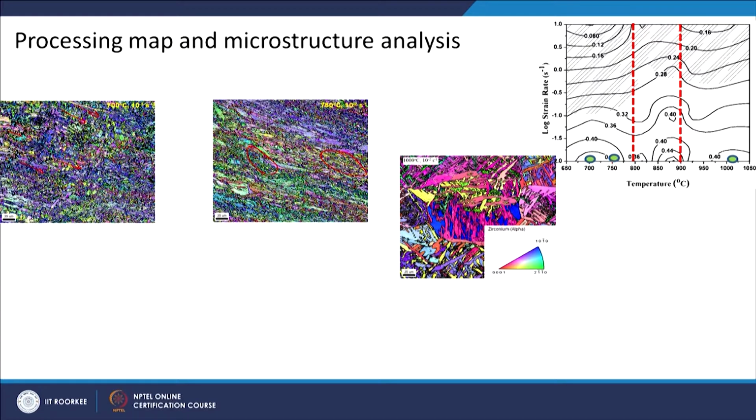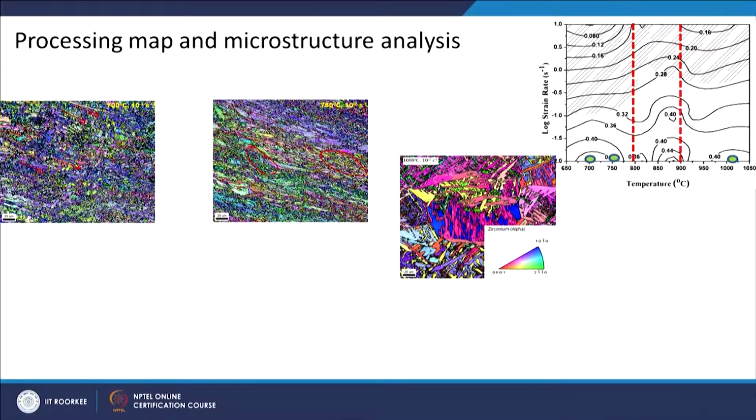This is a microstructure in the beta phase field, at around 1000 degrees Celsius or so, and you can see that this is also a recrystallized microstructure, but after recrystallization grain growth has taken place. In our previous lecture also we saw that when we go to lower strain rate and higher temperature, grain growth takes place. So, this one is one grain.